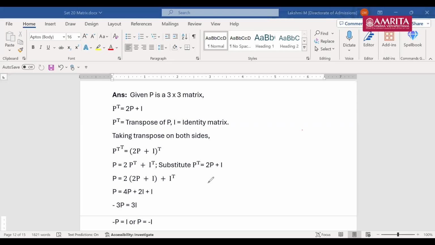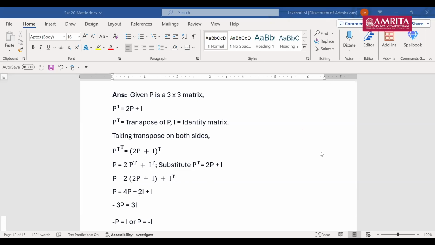If it's in terms of P and I, I'll be able to multiply it with X and then I can get what is there in the option. So here itself, there is P transpose. P transpose is actually 2P plus 1. I have substituted it. This is 4P plus 2I plus I. I transpose is I only. So this is minus 3P equal to 3I. So minus P equal to I. Or you can write P equal to minus I.